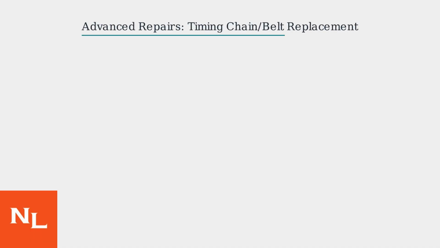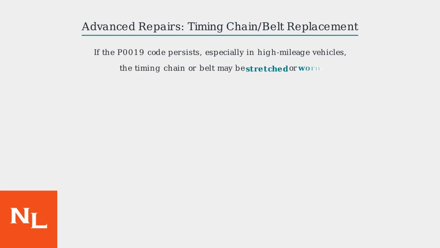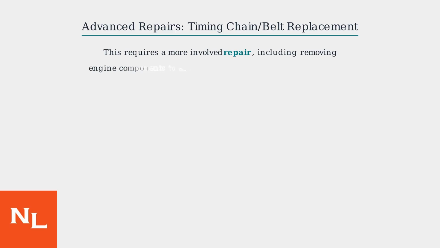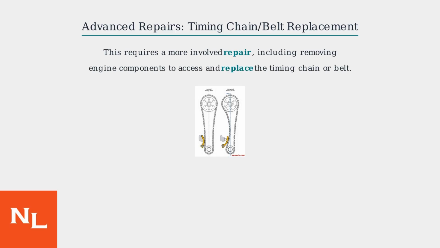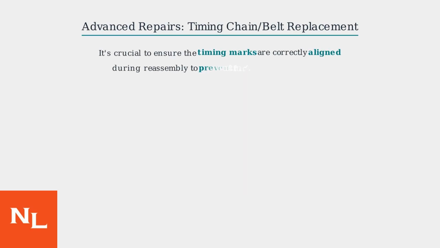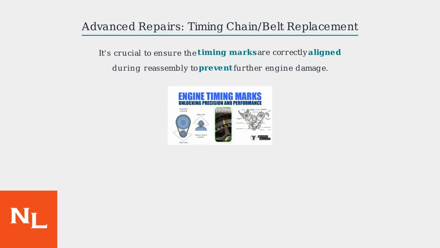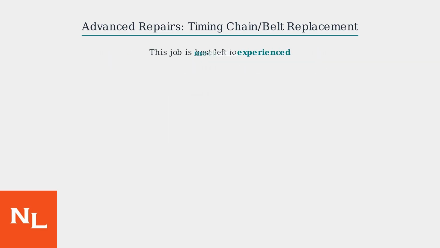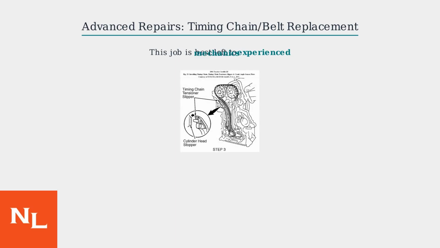If the P0019 code persists, especially in high-mileage vehicles, the timing chain or belt may be stretched or worn. This requires a more involved repair, including removing engine components to access and replace the timing chain or belt. It's crucial to ensure the timing marks are correctly aligned during reassembly to prevent further engine damage. This job is best left to experienced mechanics.